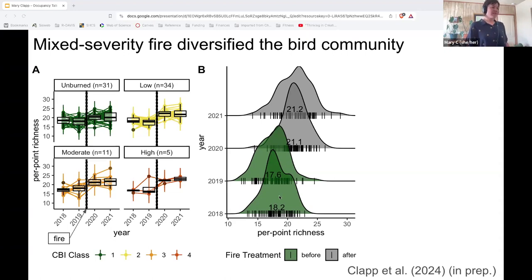We also see that overall, the richness of the entire community of the entire study site shifted from a mean of about 18 individuals per point to closer to 21 individuals per point.